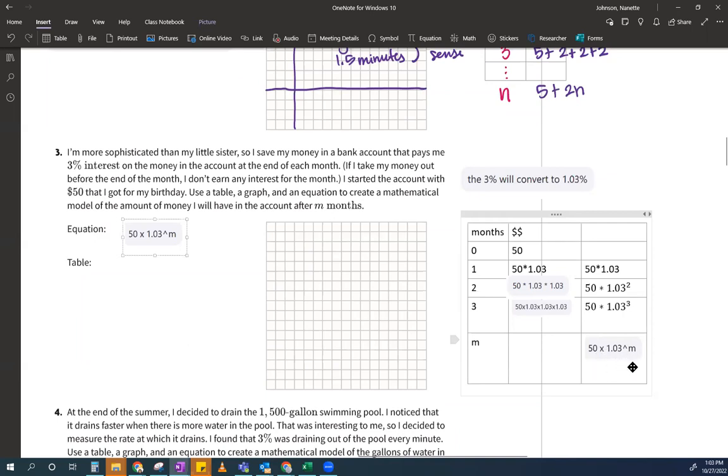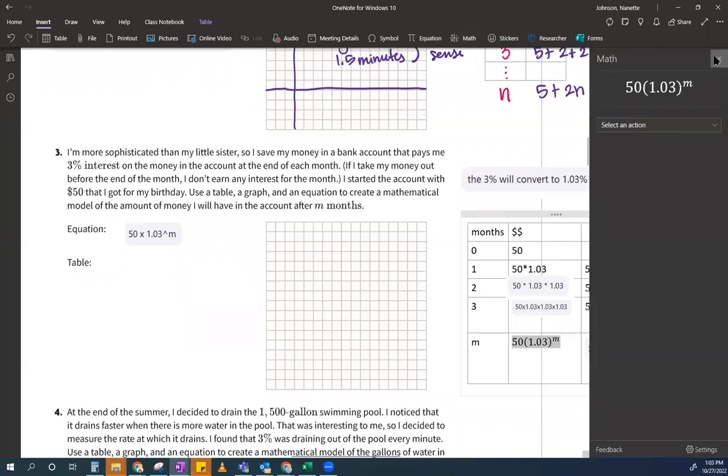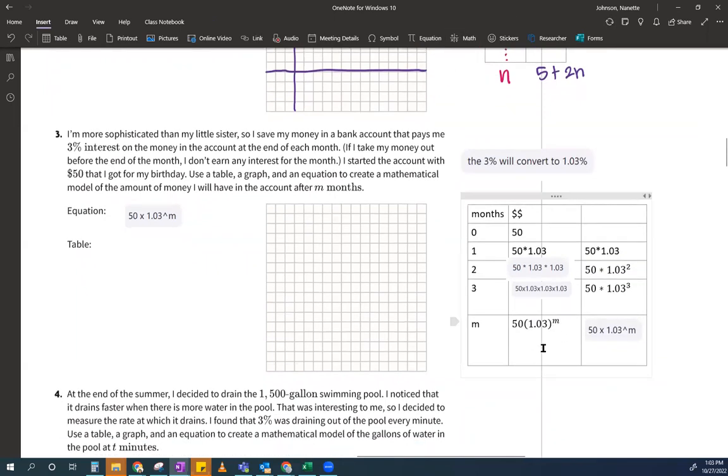If I actually type it out, it would look like this. Sometimes it looks like that, sometimes like this. I'll type it out like this so you all see it this way too. I go like this and click my little math button up here and it's fancy. Everyone say fancy. So this is the answer. If you know where the 50, the 1.03, and the M come from, then you're good.